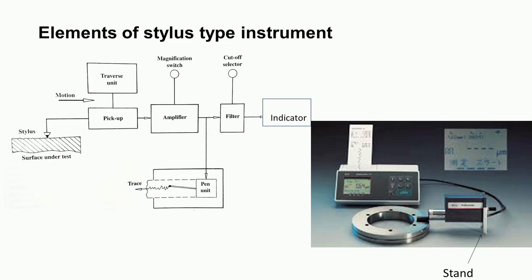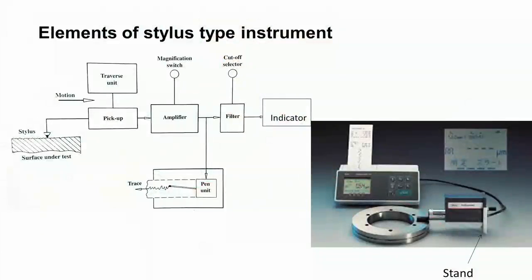So depending upon the height of the workpiece, we have to adjust the height of this instrument, and then it is connected to a printer and display device. So here various buttons are there to select the appropriate magnification, cutoff length, and what are the various parameters needed, etc. And then the selected parameter value is displayed, as well as the profile print we can obtain.